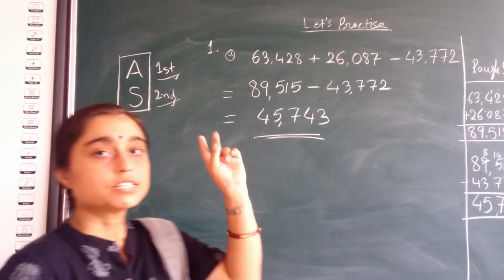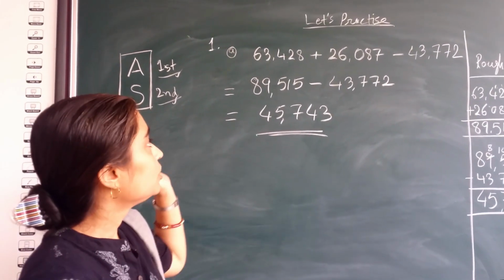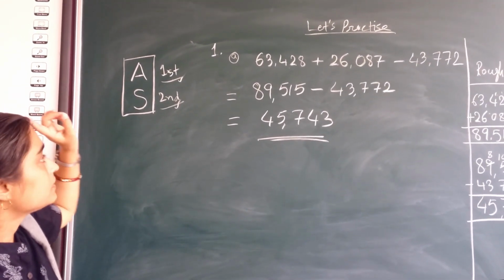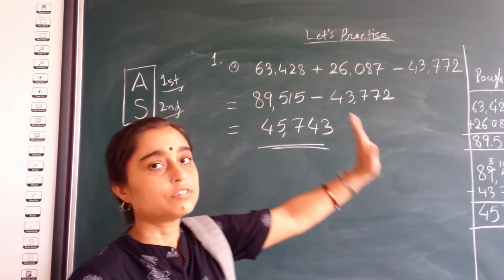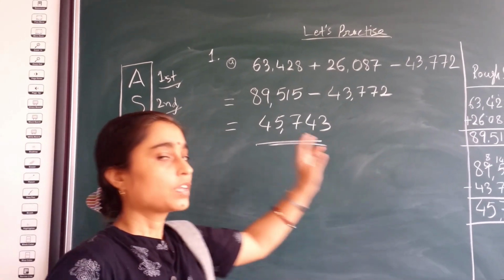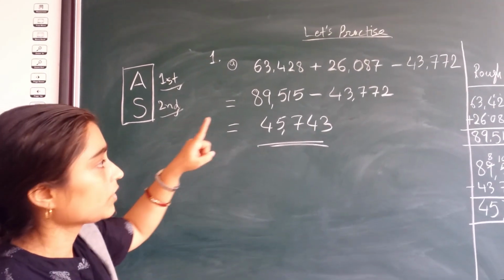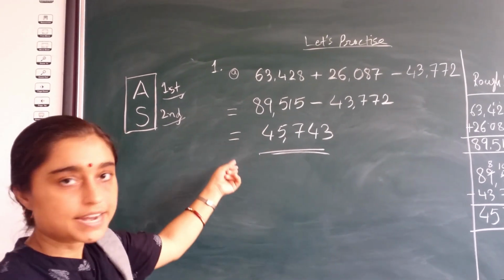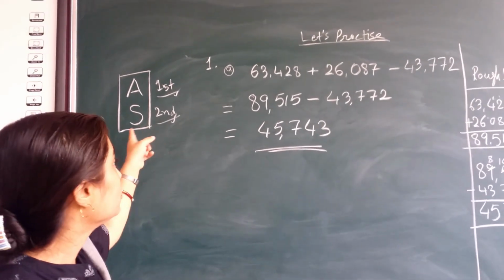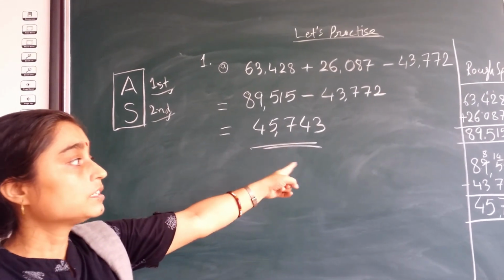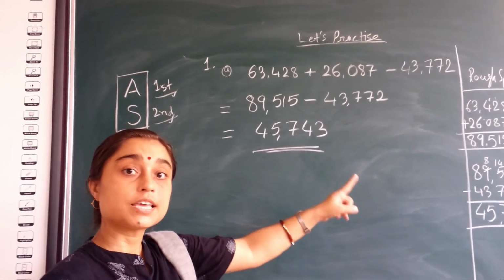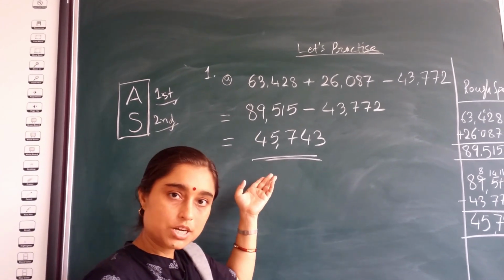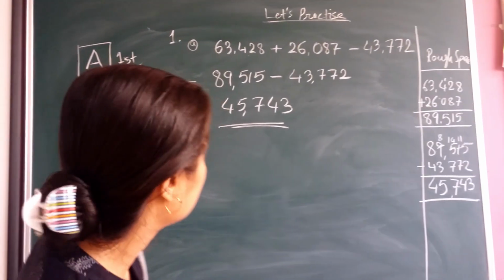Yes, na? First thing to keep in mind, doing addition first. Then second thing, do the rough work on the right hand side. Third thing, after doing the sum, check it once more. Then write it here. Okay. Then you do subtraction, and after doing subtraction again check it and then write the answers. Understood now? Okay.